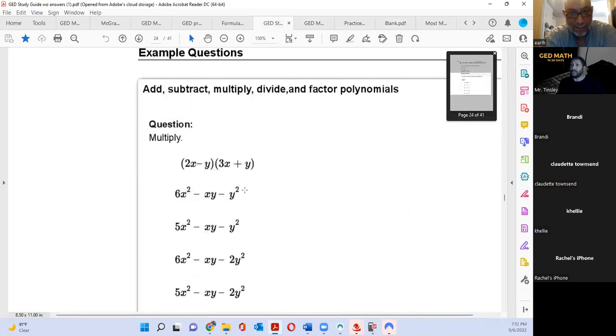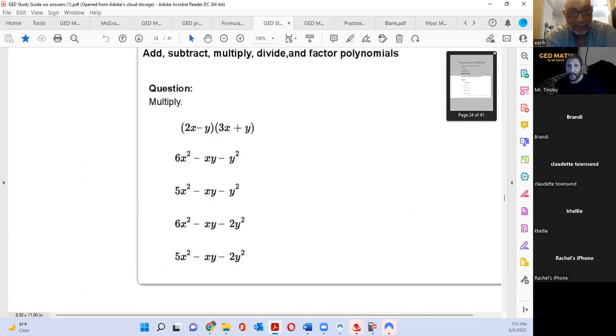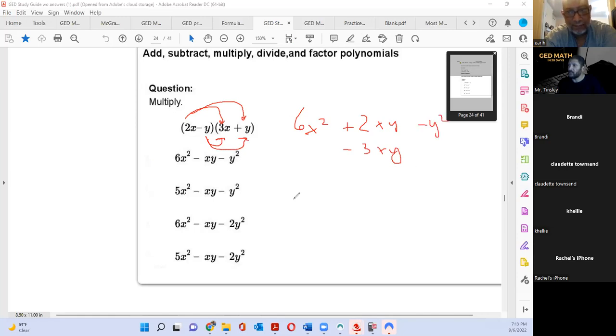Again, they're not saying it's a quadratic equation. They need you to make sure you can multiply polynomials. Boom, 6x squared. Boom, 2xy. Boom, minus 3xy. Boom, minus y squared. I combine like terms, 6x squared. Minus 3 plus 2 is a minus 1, so minus xy minus y squared. Boom, done. 30 seconds. Guaranteed problem on your exam when you have to multiply binomials.